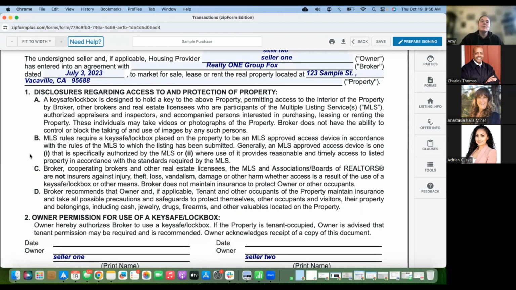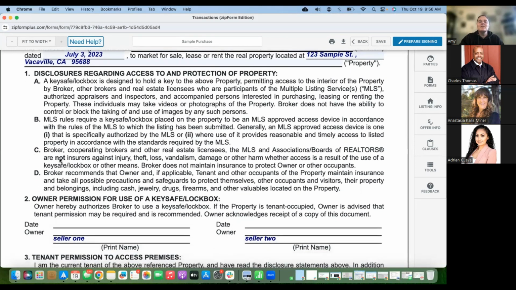C is brokers, cooperating brokers, and other real estate licensees. The MLS and Association's Board of Realtors are not insurers against theft, injury, loss, vandalism, damage, or other harm, whether access is a result of the use of the key safe lockbox or other means. Broker does not maintain insurance to protect owner or other occupants.